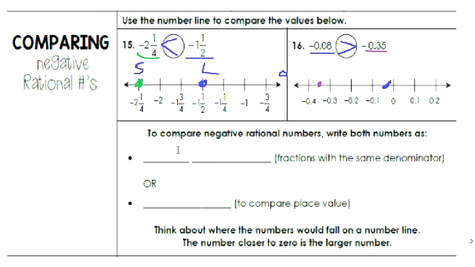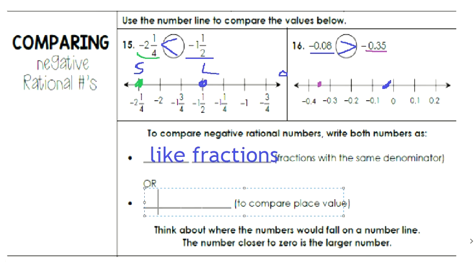So basically, to compare negative rational numbers, write both numbers either as fractions, but that might take you a long time, or as decimals. And I would recommend the decimals. That's what we've been doing, and so I recommend continuing with writing them as decimals and comparing them.